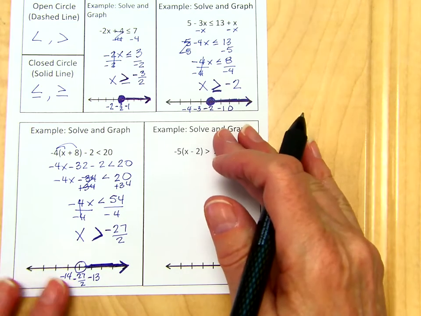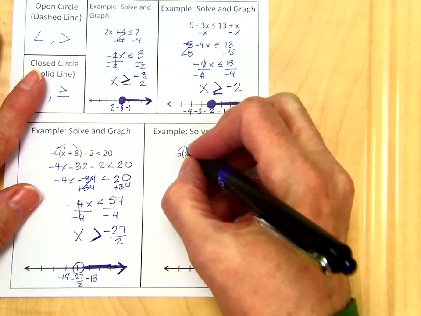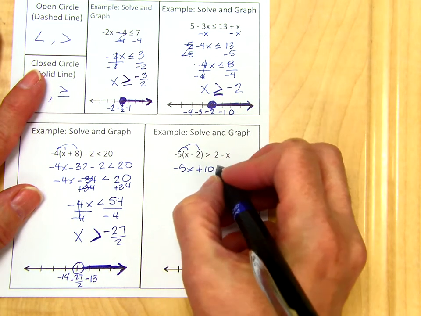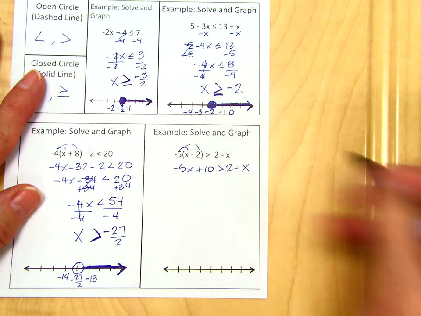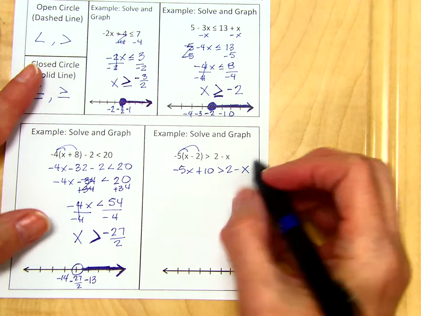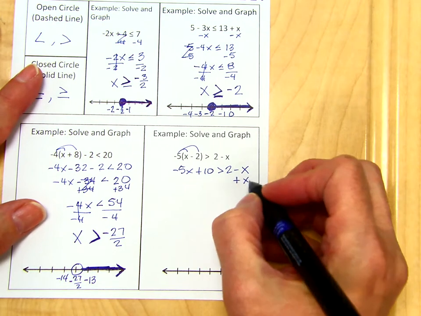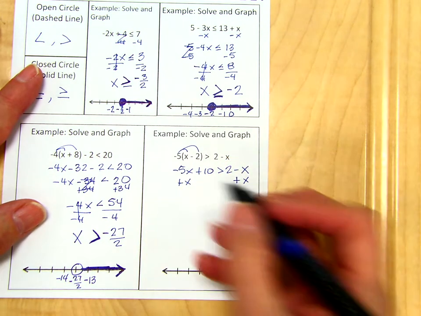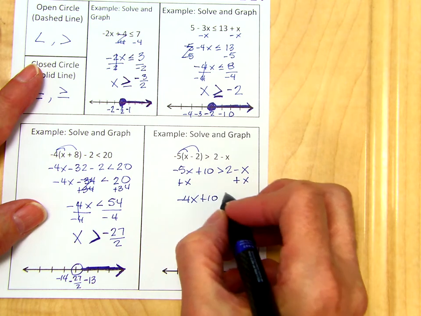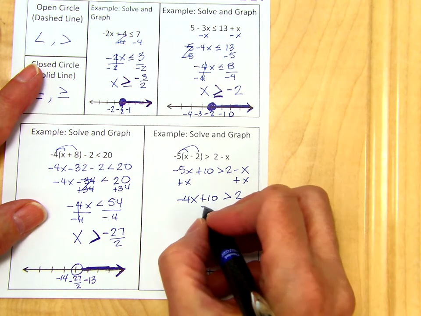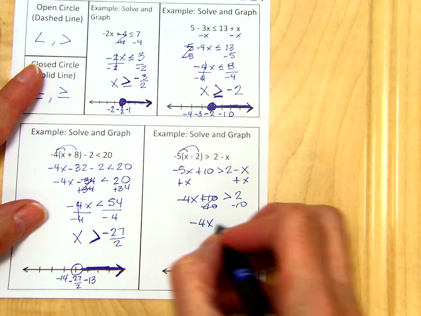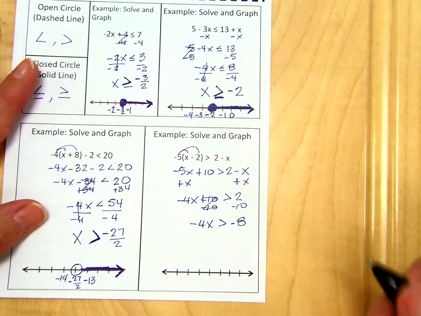In our last example, again, we will need to simplify by applying the distributive property. So we get negative 5x plus 10 is greater than 2 minus x. We have variables on both sides. We want the variable to be on the left-hand side, so we're going to go ahead and get rid of this minus x over here. So then this will give us negative 4x plus 10 is greater than 2. We'll subtract our 10 from both sides. We get negative 4x is greater than negative 8.